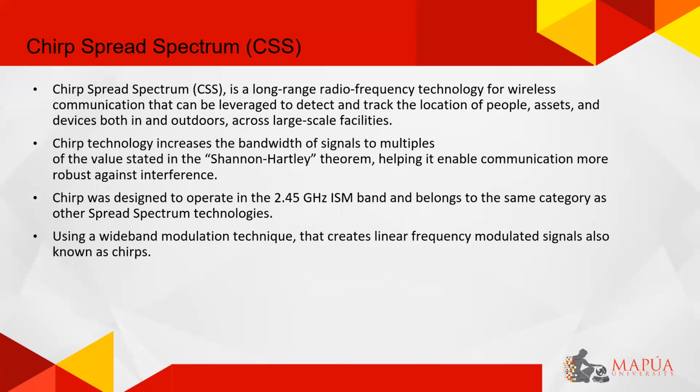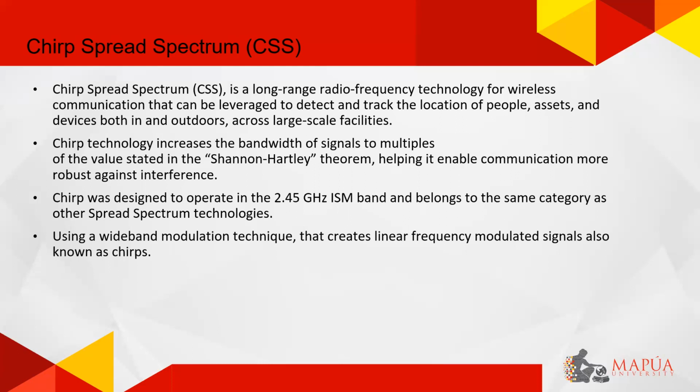Then finally, the chirp spread spectrum, or CSS. Chirp spread spectrum, or CSS, is a long-range radio frequency technology for wireless communication that can be leveraged to detect and track the location of people, assets, and devices both in and outdoors across large-scale facilities. Chirp technology increases the bandwidth of the signal to multiples of the value stated in the Shannon-Hartley theorem, helping it make communication more robust against interference.